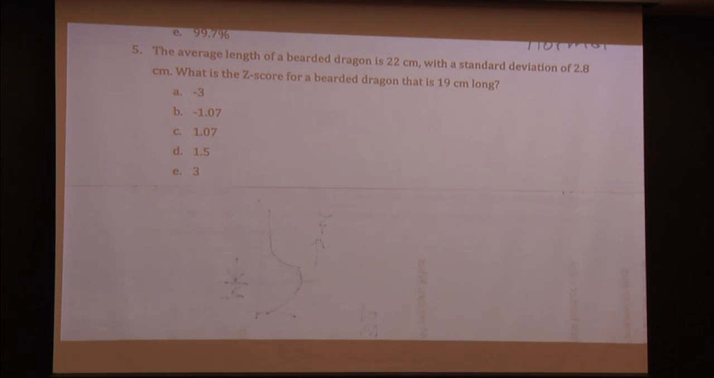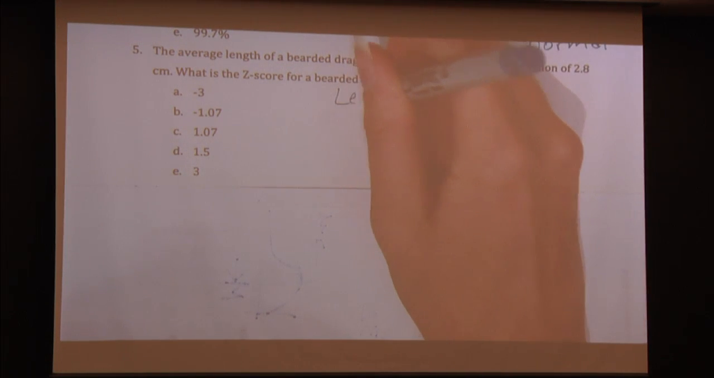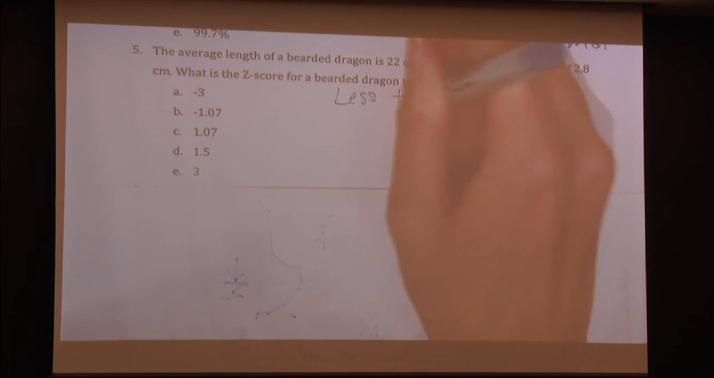Okay, so for this question, you were asked to calculate a z-score. We were given the mean length, the standard deviation, and then a point of 19 centimeters. So my first question is, is the z-score positive or negative? Why is it negative? So it's less than the mean, so it's negative. Always check the signs.